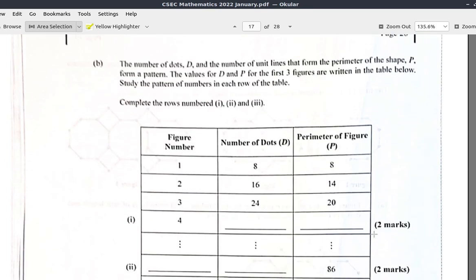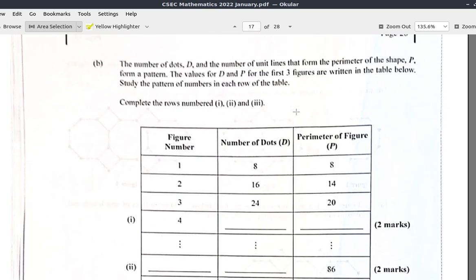It says the number of dots D and the number of unit lines that form a perimeter P form a pattern. The values of D and P for the first 3 figures are written in the table below. Study the pattern of numbers for each row of the table. Complete rows 1, 2, and 3.